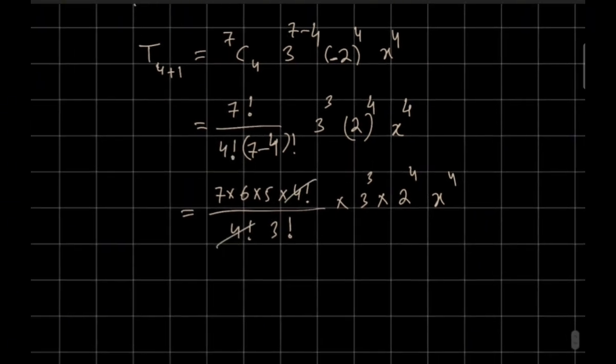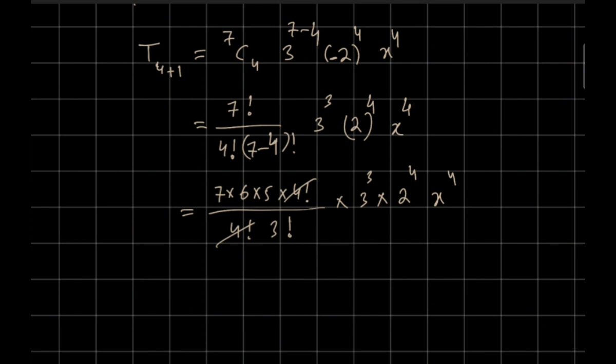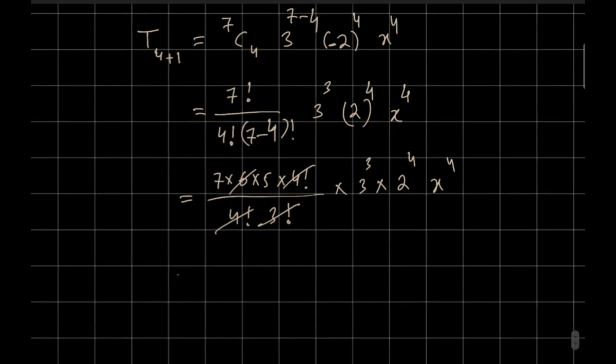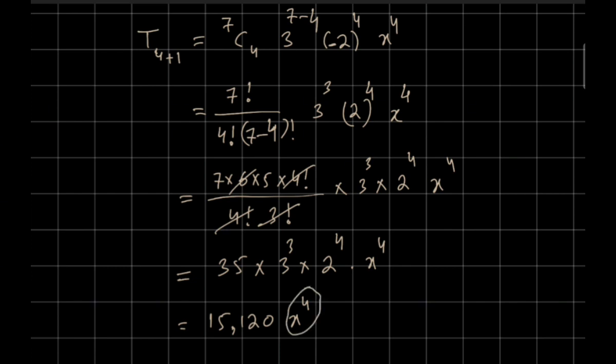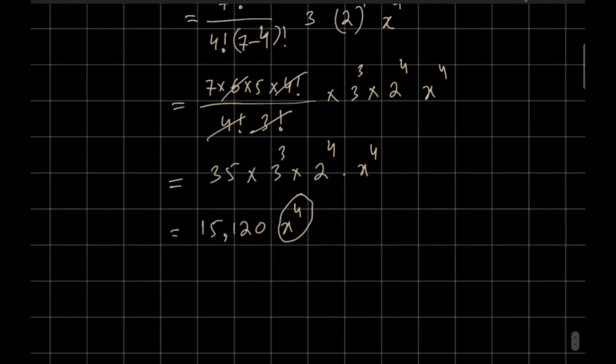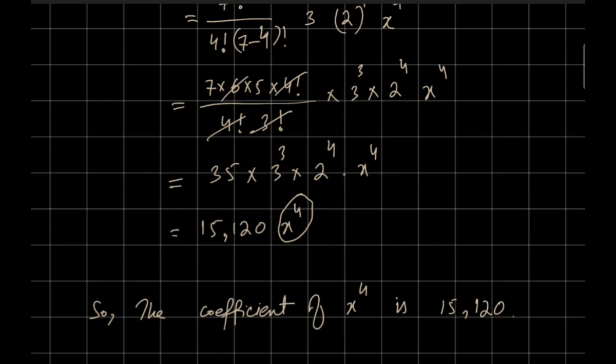The 4! can be cancelled out with the 4! in the denominator, and 3! is 6, so 6 can be cancelled out by 6. You will get 35 times 3^3 times 2^4 times x^4. So you will get 15,120 x^4. So the coefficient of x^4 is 15,120. So this is done. Look at another example.